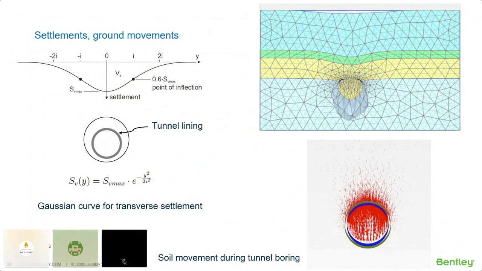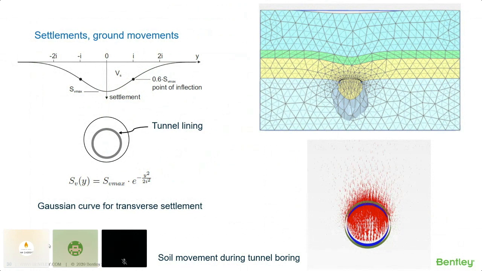The settlement and ground movement in a tunnel is important, and it was observed that the typical shape of the transverse settlement after the tunnel construction is similar to a Gaussian distribution curve, where we have a maximum displacement at the center of the tunnel.